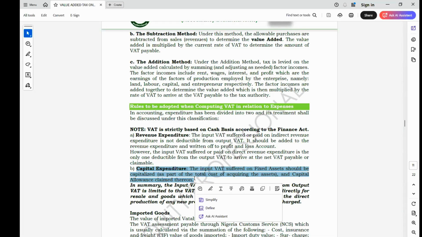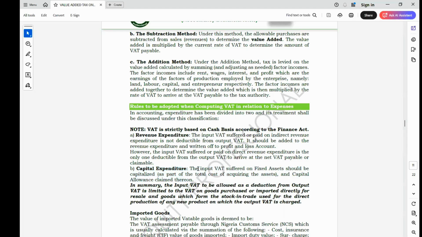value added tax. Please, any value added tax that is incurred or that is suffered on capital expenditure is not going to form part of our input VAT. Value-added tax suffered on capital expenditure will not be part of the input VAT that will be deducted. This value-added tax will be added as part of the cost of the assets.